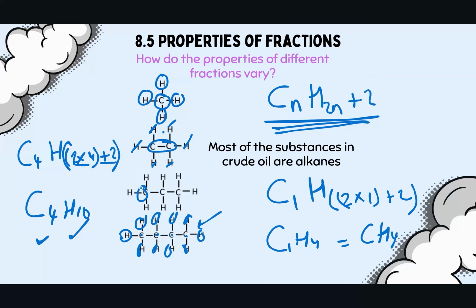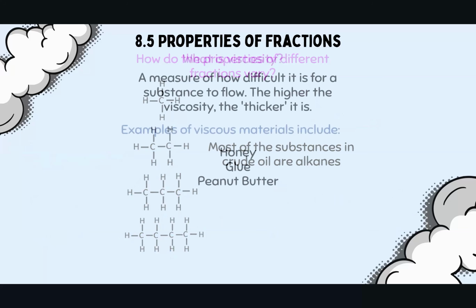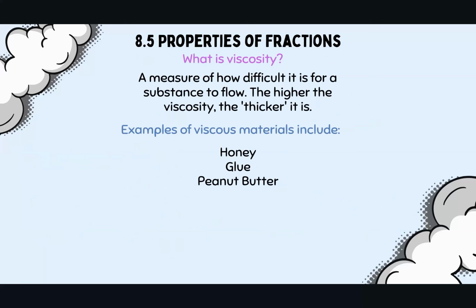Here we've got 3 carbons, double it plus 2. So 3, double it is 6 plus 2 is 8. How many hydrogens do we have? 1, 2, 3, 4, 5, 6, 7, 8. Yep, so it works. Now, viscosity.